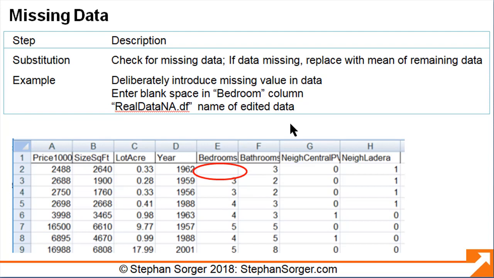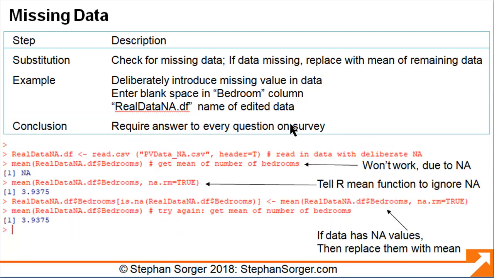We see a revised data set with a blank value deliberately introduced into the first bedrooms variable. We call this modified data set realDataNA.df to emphasize that it has an NA value in it. We decide we want to keep this data record and that we want to replace the missing data value with the mean of the remaining data. In other words, we'll compute the average number of bedrooms for the zip code and then substitute that average value for the actual value it should have been.